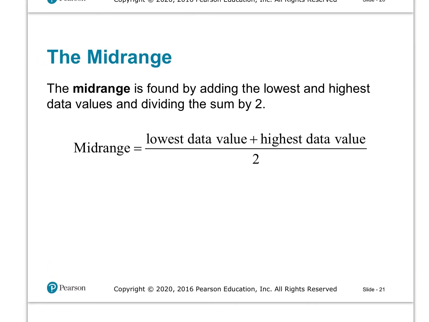All right, mid-range. The mid-range is found by adding the lowest and highest data values and dividing the sum by 2. So you take the lowest value, then the highest value, then divide by 2. That gives you a midpoint, or mid-range.